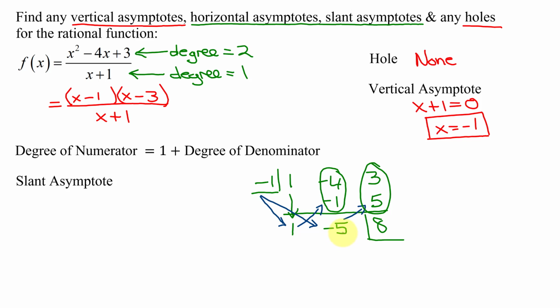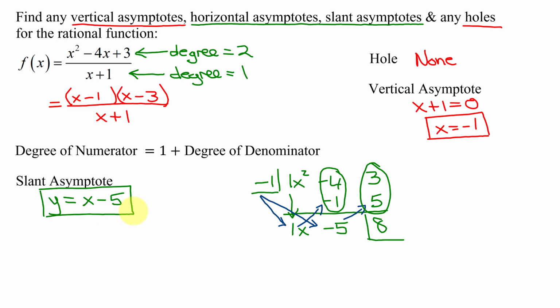Here is the quotient, and that is the equation of the slant asymptote. So the slant asymptote is y equals, now remember this was an x squared term, so this is 1 degree less, so that's going to be x, so my quotient is 1x or x minus 5. So the equation of the slant asymptote is y equals x minus 5.